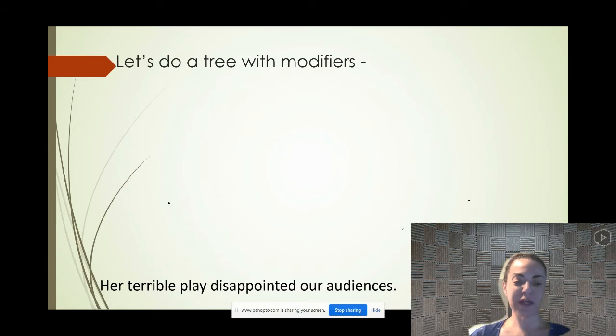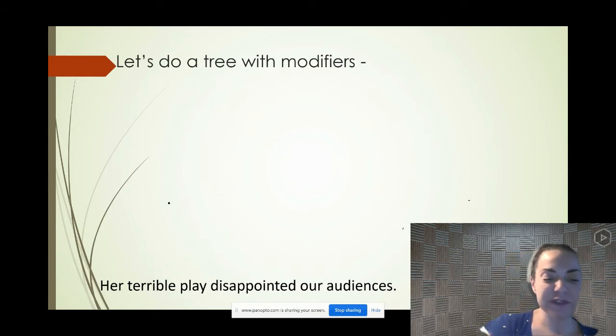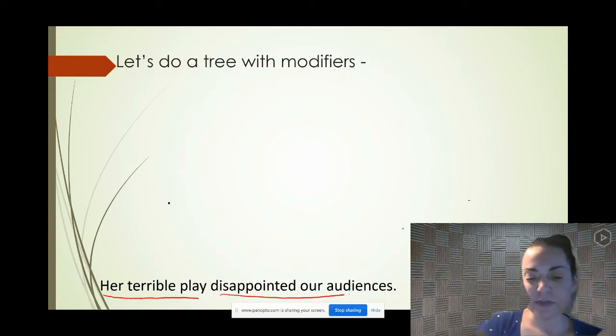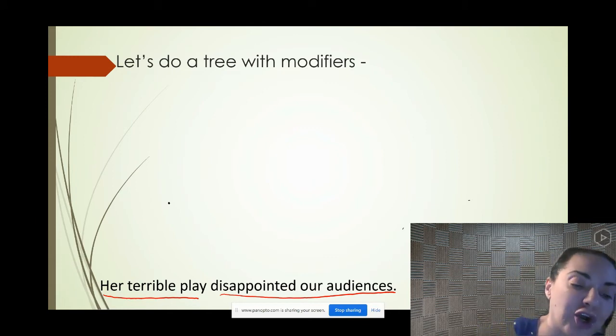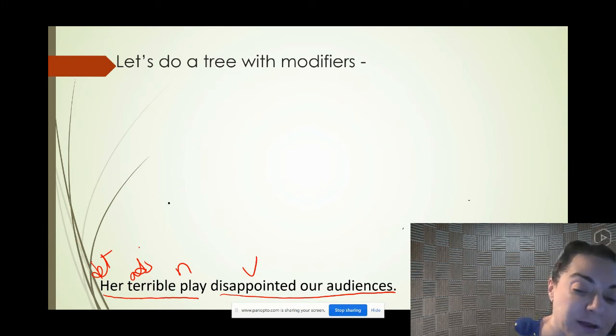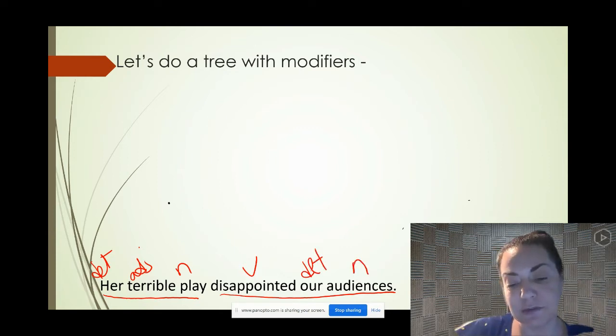All right, let's do a tree with modifiers. First thing we do is separate our subject and predicate. So her terrible play disappointed our audiences. Let's label our parts of speech. Her, we're going to call a determiner, okay, because it's modifying the play. Our, a pronoun, but I'm going to call it a determiner because it's modifying audiences.